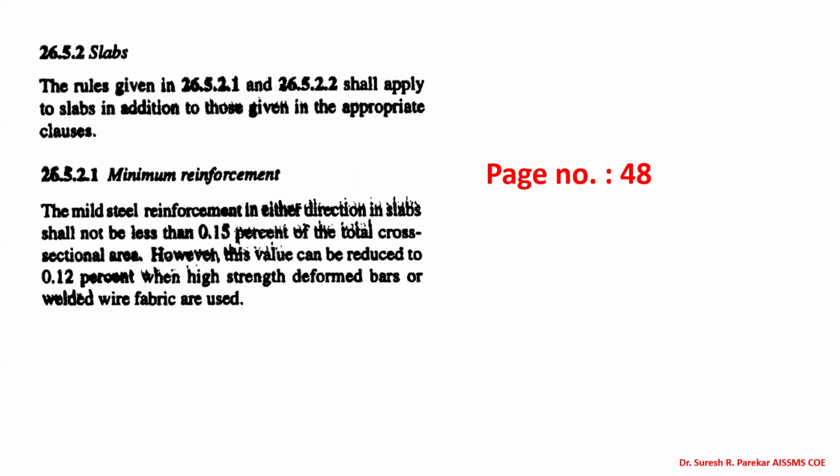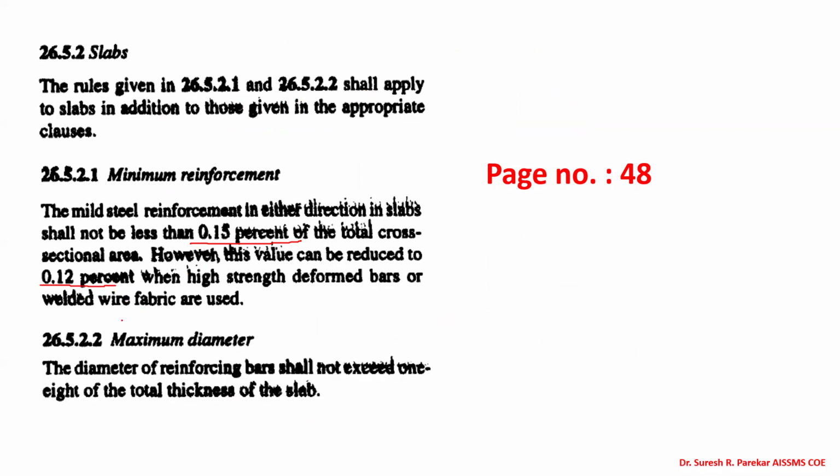So minimum reinforcement, already we have seen many times. That is for mild steel, we have 0.15%. And for tor steel, that is Fe 500 and Fe 415, we have 0.12%.